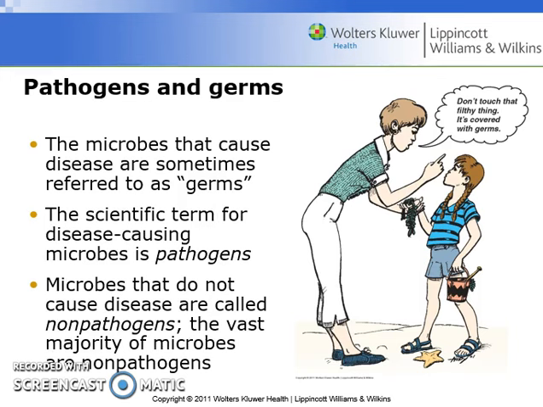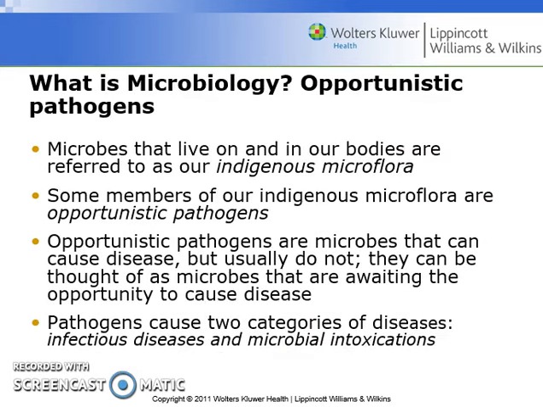Most of the microorganisms that exist are considered to be non-pathogenic. So microbes can be found pretty much all over. As I said, they're ubiquitous. They can live on and in our bodies, and if they do that, we refer to this as our normal flora. In the slide it's called our indigenous microflora, which means it's a part of us. And those microbes can be helpful, and in some cases they can be bad for us.